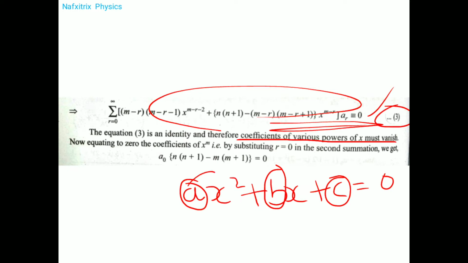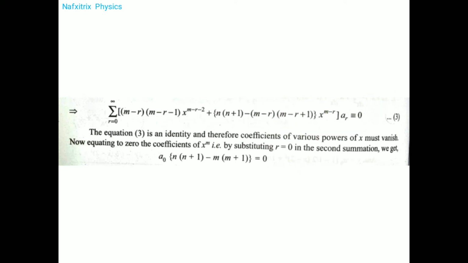So 0 into x square is 0, 0 into x is 0, and the constant is 0. So 0 plus 0 plus 0 is nothing but 0. That's why the coefficients must be equal to 0. That is the condition we need to meet here. So now, equating to 0 the coefficients of x power m by substituting r equals 0 in the second summation, we get the following.